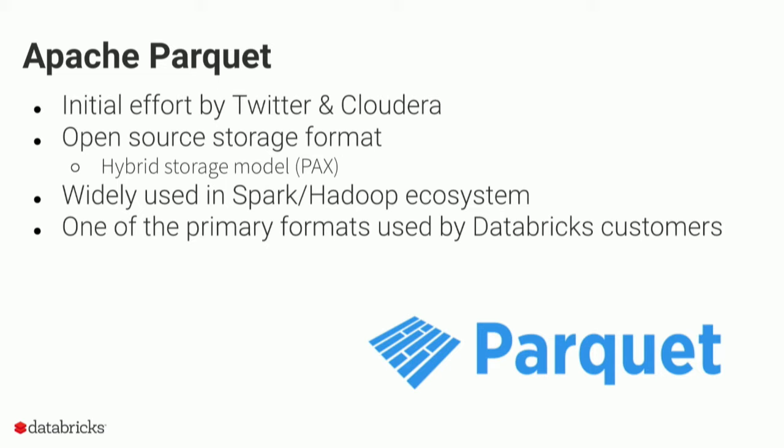Quickly, it was initially an effort by Twitter and Cloudera. It's an open source storage format that uses the hybrid model. In the scientific literature, this is referred to as PAX, or partition attributes across model. It's widely used in the Spark and Hadoop ecosystem, and is one of the primary formats used by Databricks customers.